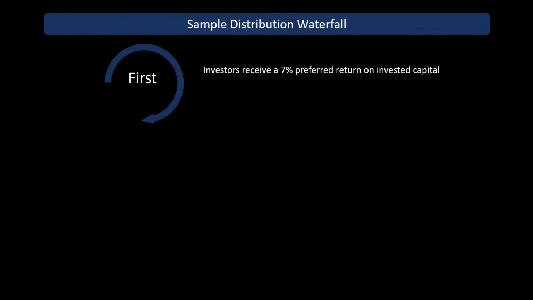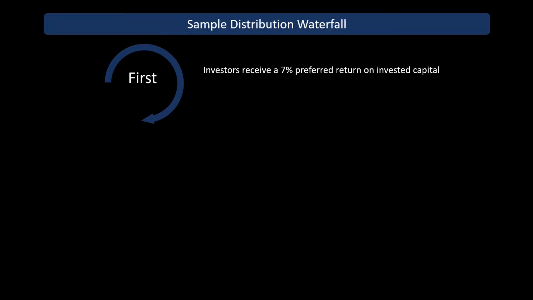In this example, investors receive a 7% preferred return on invested capital. Most syndications pay distributions quarterly if cash in excess of the current and anticipated future needs of the business is available. If you invested $50,000, that would be $875 per quarter, which is not a bad rate to receive while you wait for the project to progress.